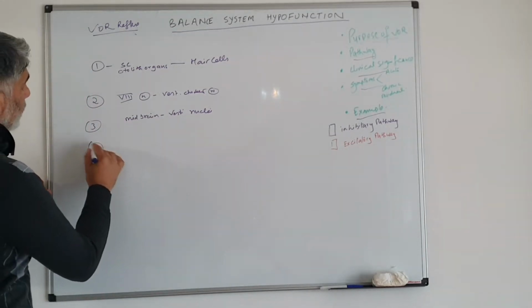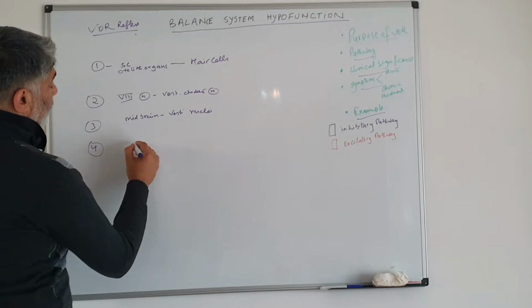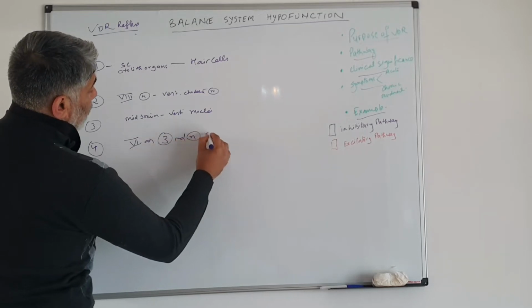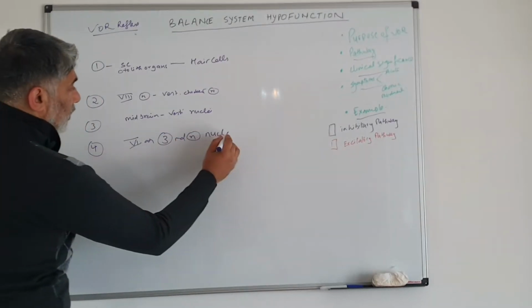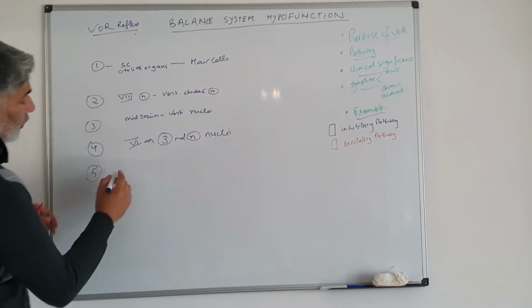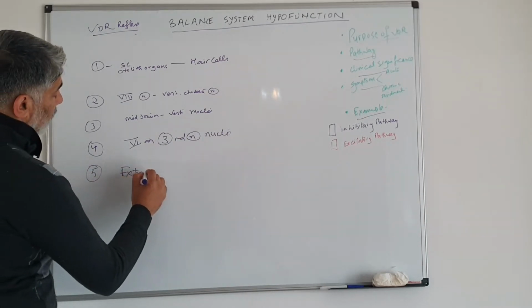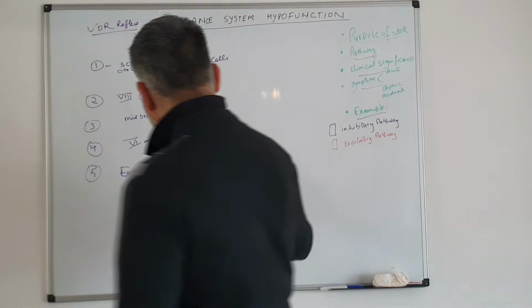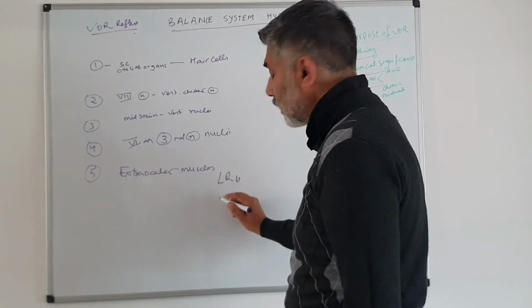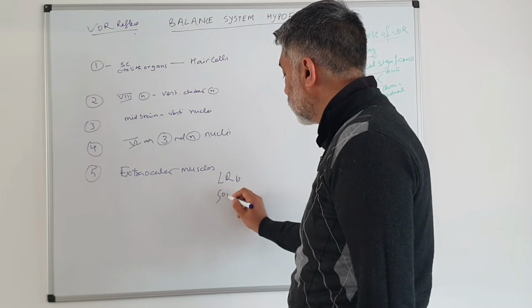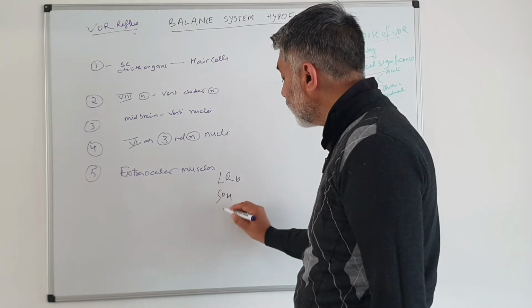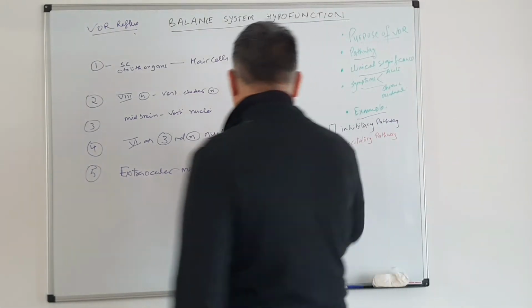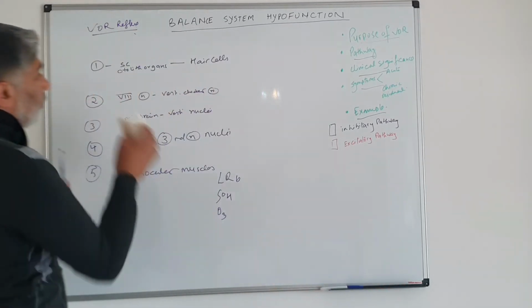Number four, your sixth and third nerve nucleus, and then number five, your extraocular muscles. Yeah, so they are your LR6, lateral rectus supplied by the sixth nerve, SO4, superior oblique supplied by the fourth nerve, trochlear, all others supplied by the oculomotor nerve. So these are the components of the pathway.